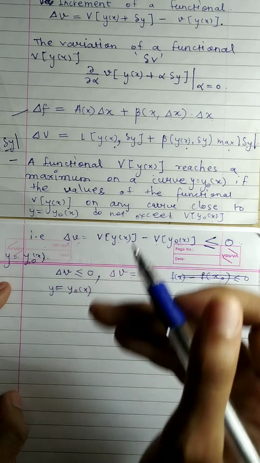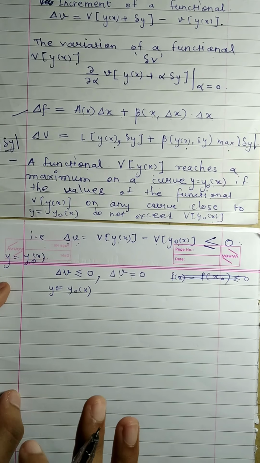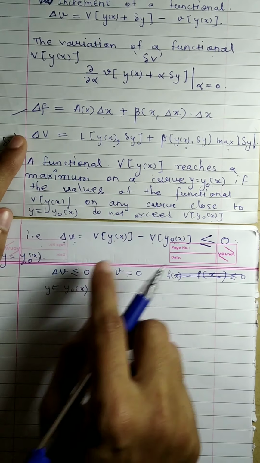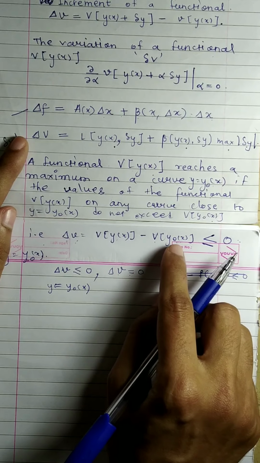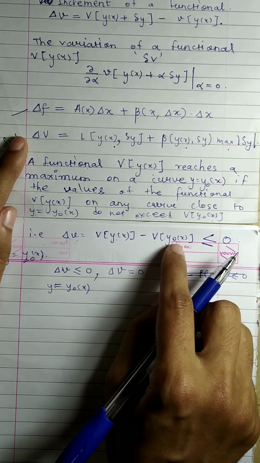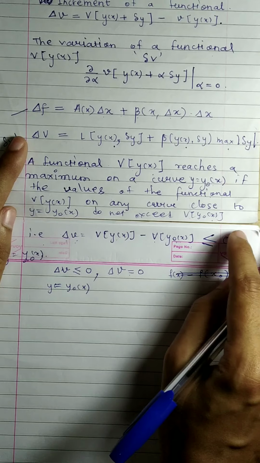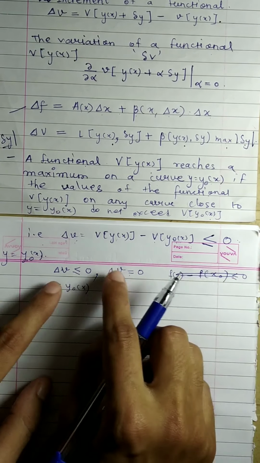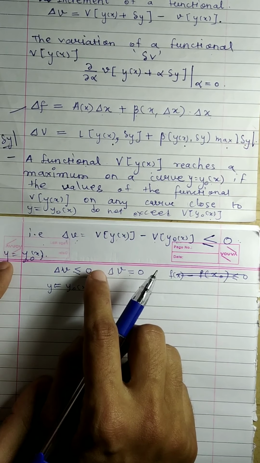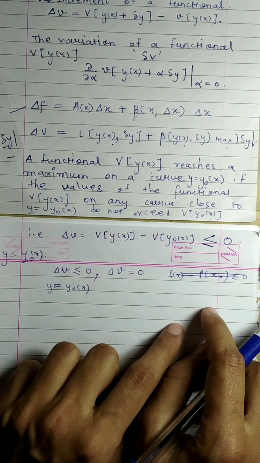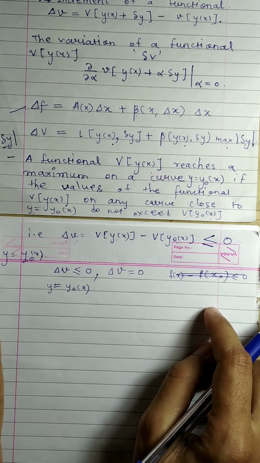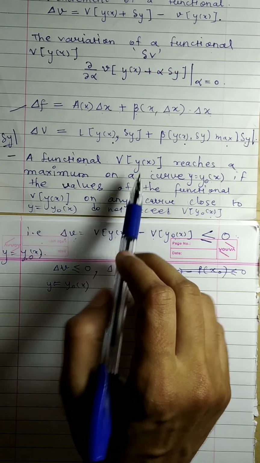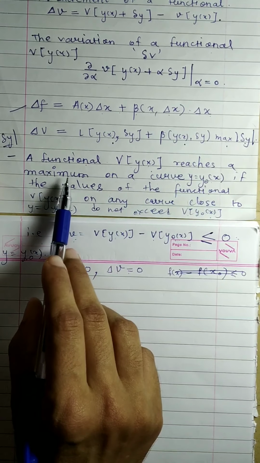In a similar way we can define the minimum. What will be the change? For a minimum, for all the close lying curves around this y naught, delta v will be greater than or equal to 0. And similarly, if it is greater than 0 and equal to 0 only at y naught, a strict minimum will be achieved. So this is the meaning when we say v[y(x)] reaches a maximum.